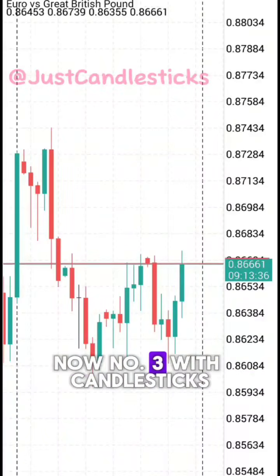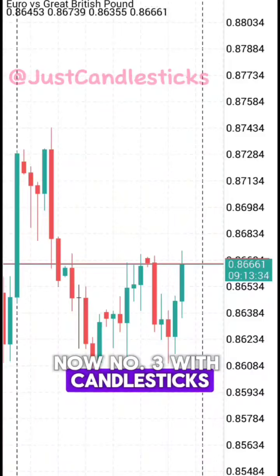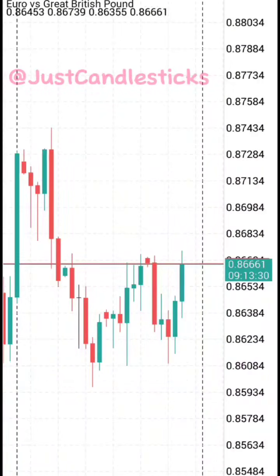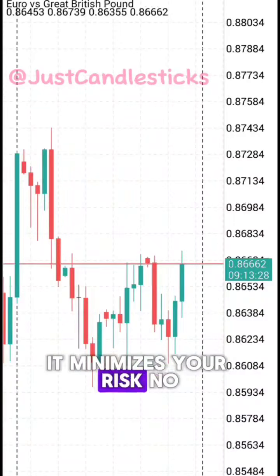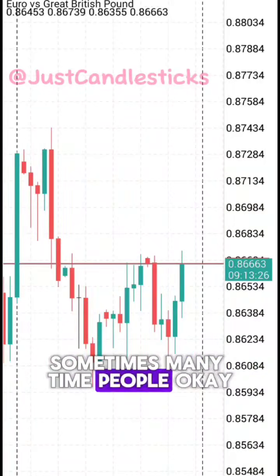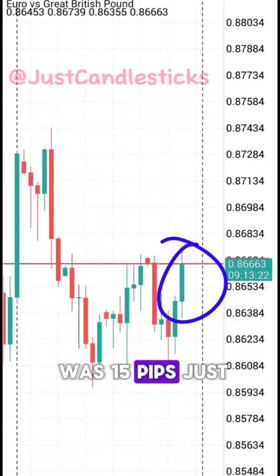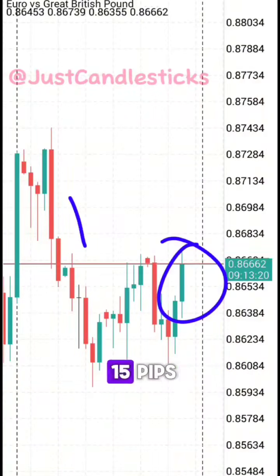Now, number 3, with candlesticks, it helps you to minimize your risk. It minimizes your risk. Many times people, okay, in this case right now, the risk here was 15 pips. Just 15 pips.